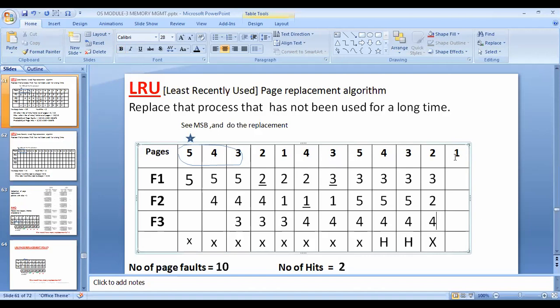Now coming to page number 1. Page number 1 is not there, hence it is a page fault. So we have a page fault here. Now observe page numbers 2, 3, and 4. Which page has to be replaced?